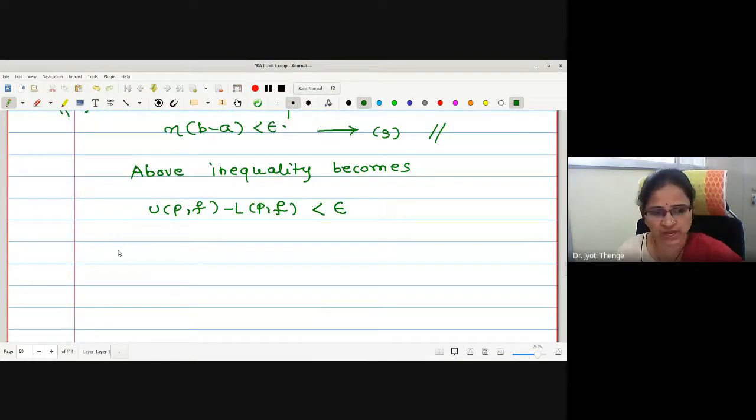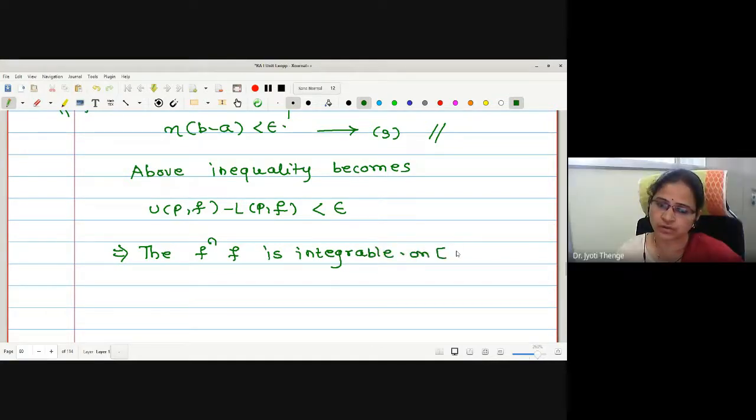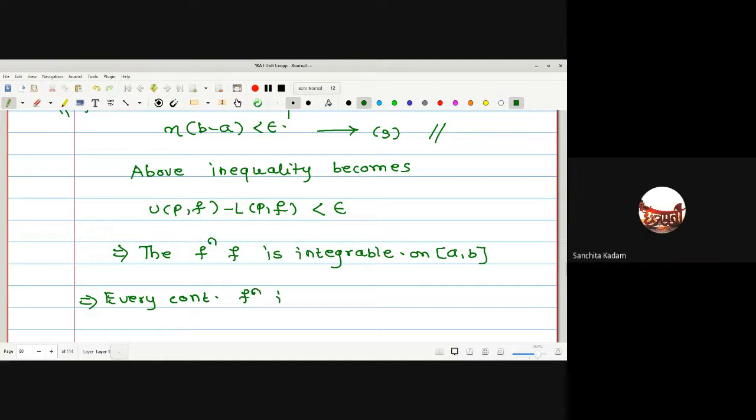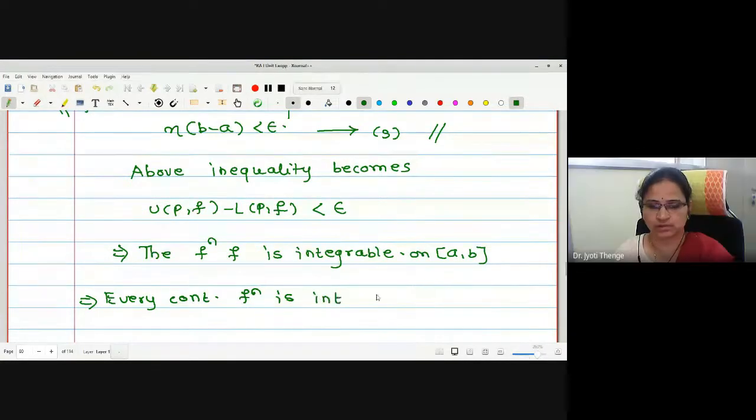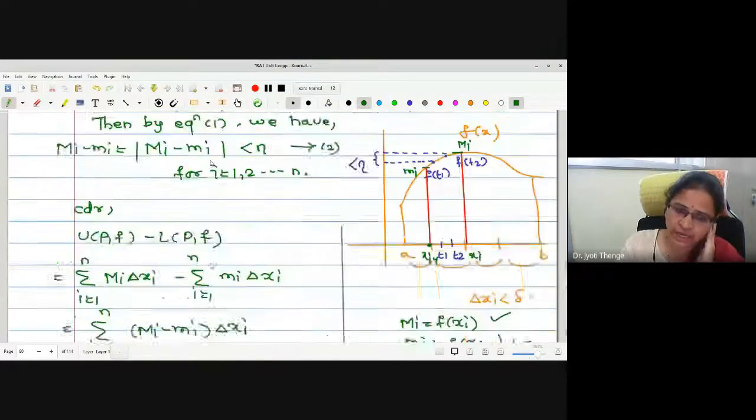And what does it prove then? The function f is integrable on the closed interval a to b. Very good. Therefore, may I say this implies every continuous function is integrable on a closed interval. Hence the proof of this theorem. We have proved every continuous function is integrable.